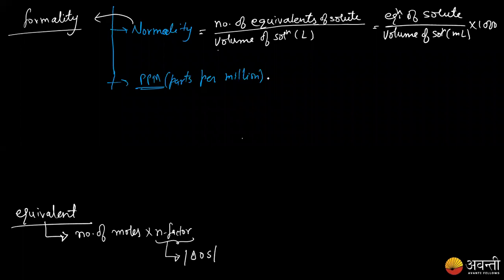Now coming to parts per million. Per million means million, 10 to the power 6. One million is 10 to the power 6. If I say I have 1 million rupees, that means I have 10 lakh rupees, 10 to the power 6 rupees. Clear? So million is basically 10 to the power 6.